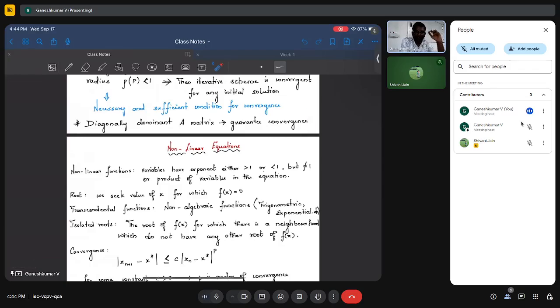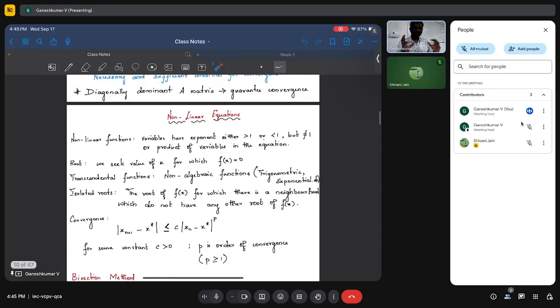One important thing is, with iterative solvers, if your matrix is diagonally dominant, then it can definitely guarantee convergence. Diagonally dominant means your diagonal elements are much larger than the sum of absolute values of all the other elements in that particular row. If that is satisfied, then that system can guarantee convergence. So you should always choose a system in such a way that you can observe diagonally dominant matrices.